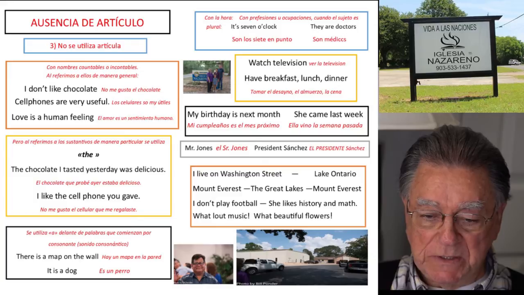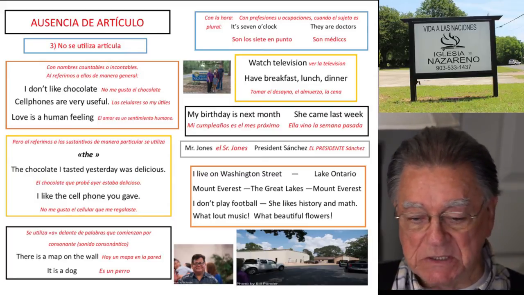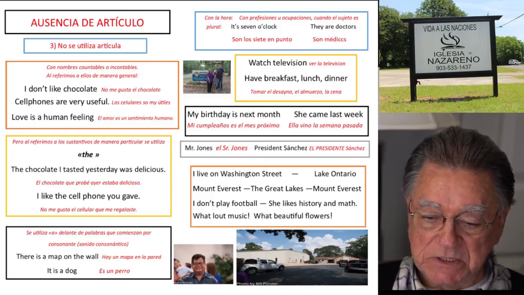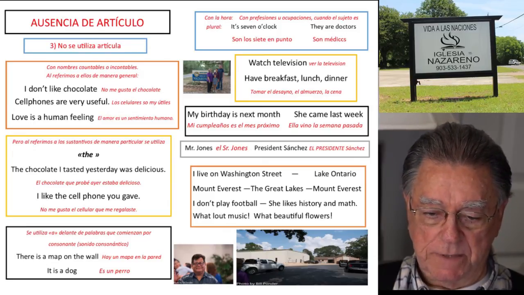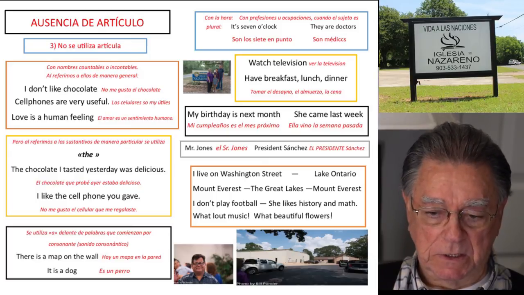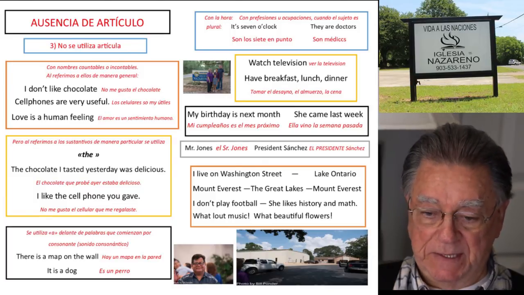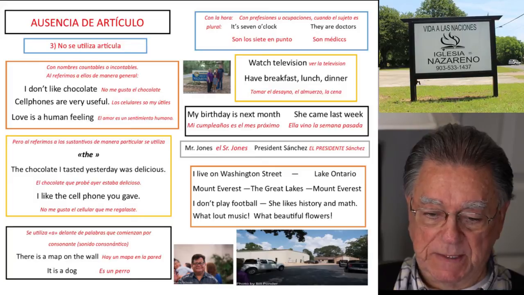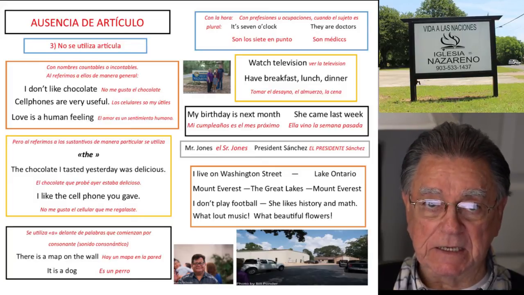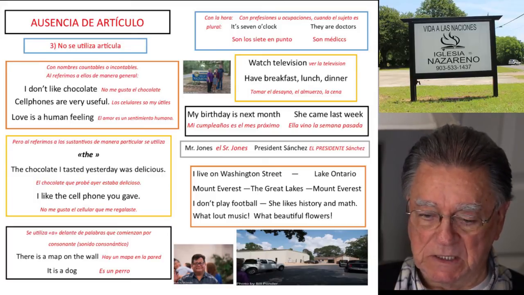In this box we have "se utiliza delante de palabras que comienzan por consonante, sonido consonántico." There is a map on the wall. In Spanish, hay un mapa en la pared. And then, it is a dog. In Spanish, es un perro.